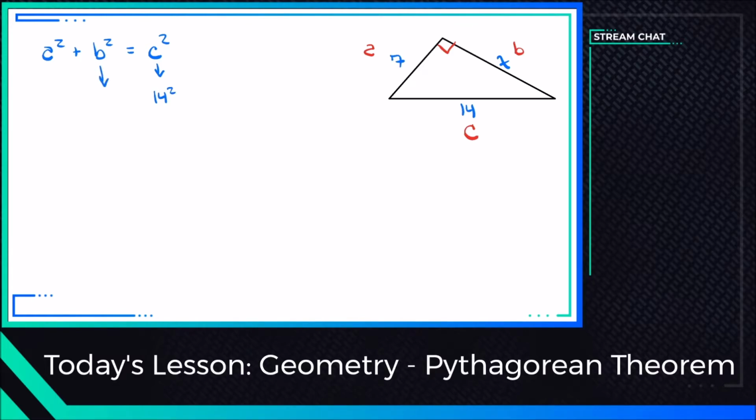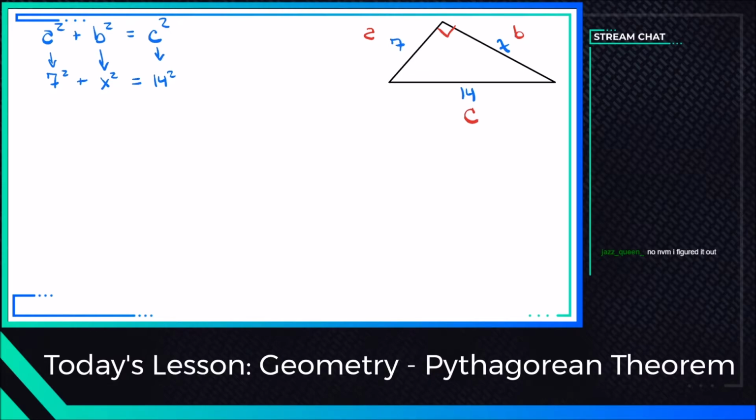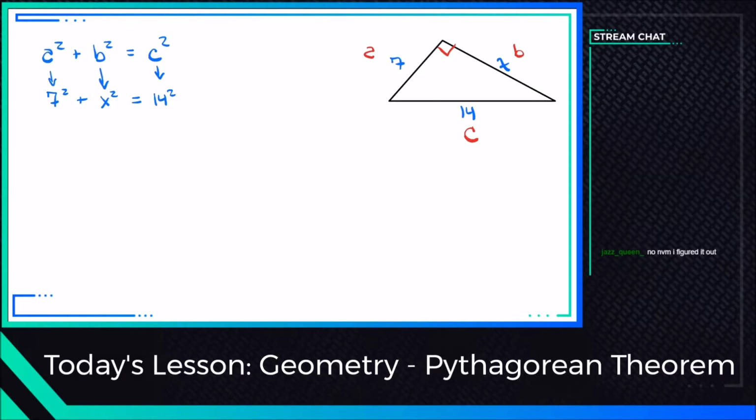B squared is going to become x squared, and A squared is just going to become 7 squared. And so our formula, a squared plus b squared is equal to c squared, is going to become 7 squared plus x squared equals 14 squared. And now we just solve for x algebraically.